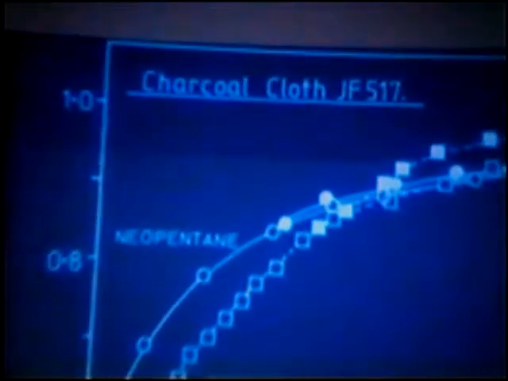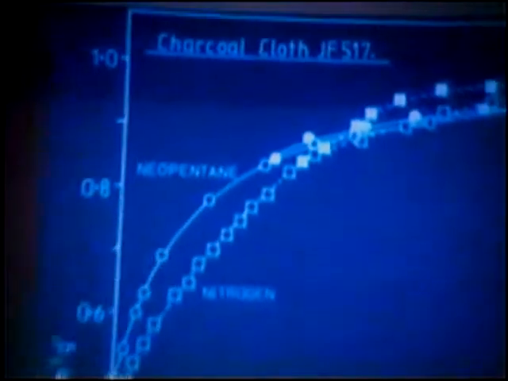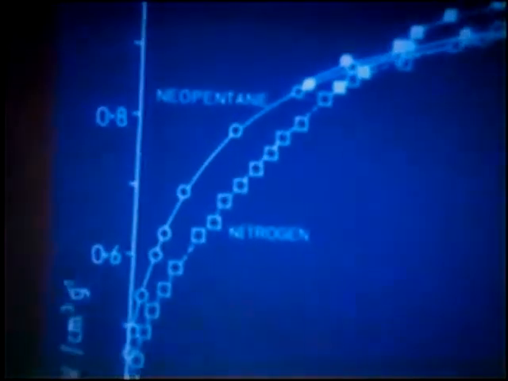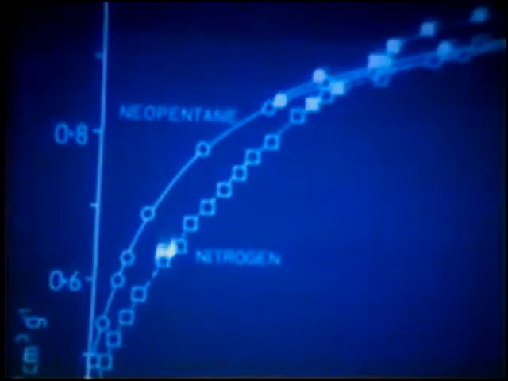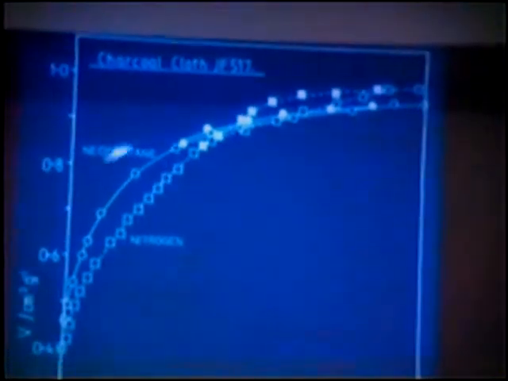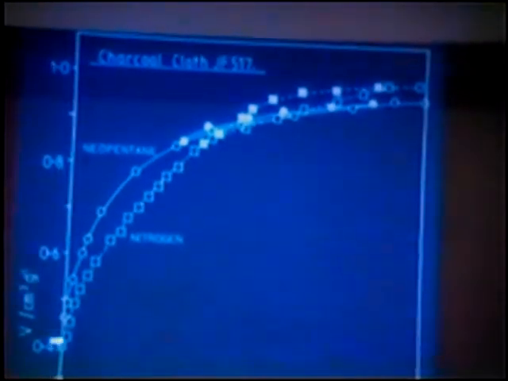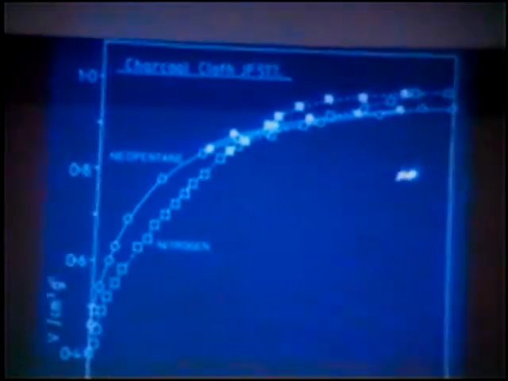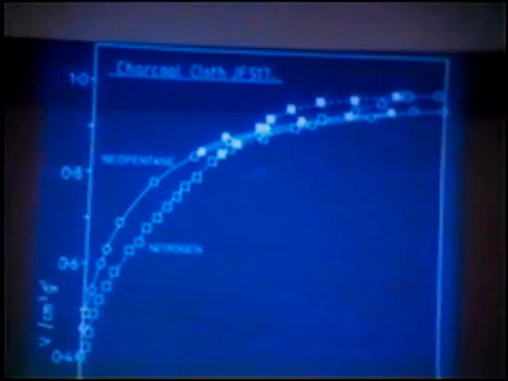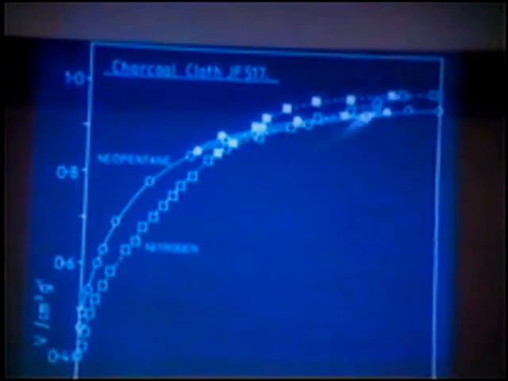That's for a wide microporous charcoal cloth, this one, and you see an interesting swing over here. Again, the sharpening of the neopentane isotherm in that region, but this time it's the nitrogen isotherm which is showing a little more hysteresis than the neopentane.